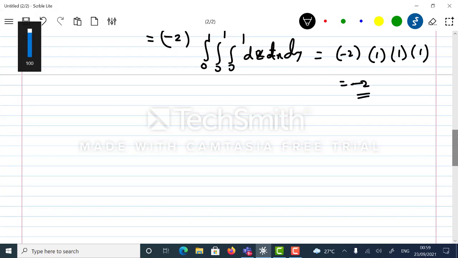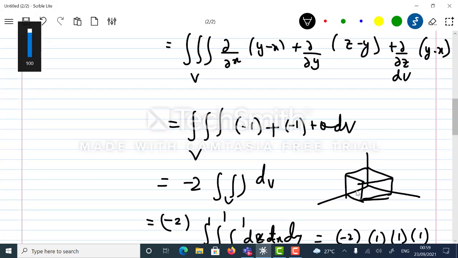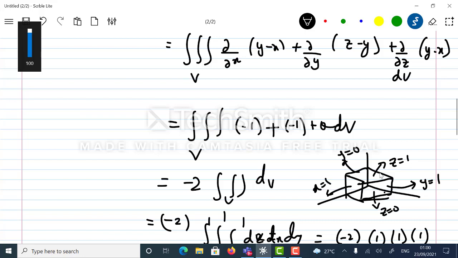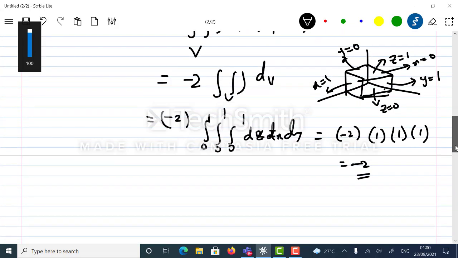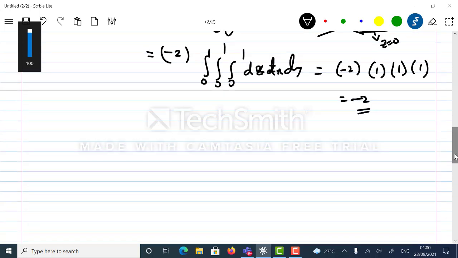Of course, one may check the verification also. It is not asked in examination or maybe in this problem, but you can always find out. This upper is z equal to 1, this down is z equal to 0, this one is y equal to 1, this one is y equal to 0, this one is x equal to 1, and the back one is x equal to 0. So there are 6 surfaces, and if you add them, you should get minus 2. Such kinds of questions are already there in your tutorial practical booklet, wherein you can easily verify the Gauss divergence theorem.